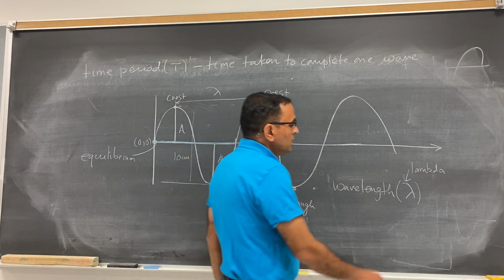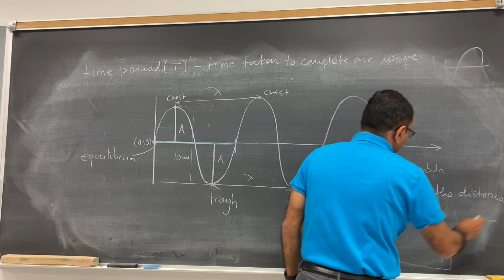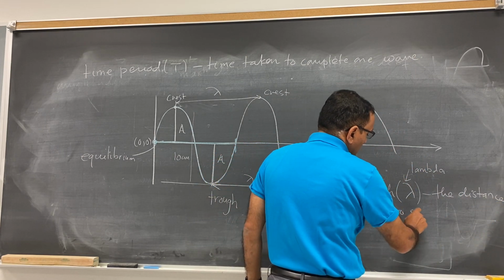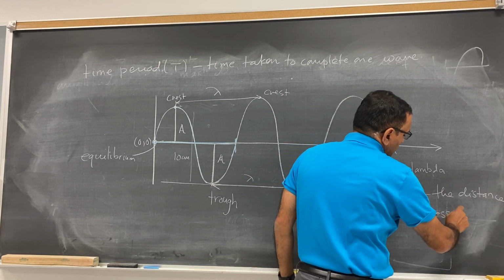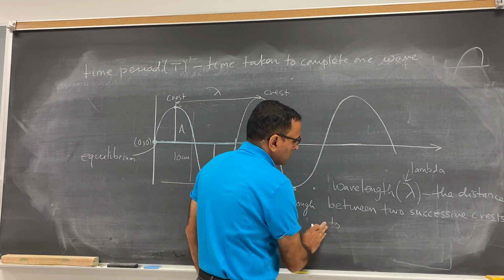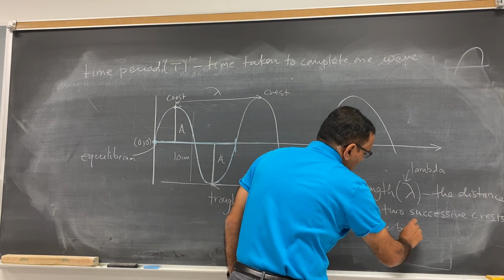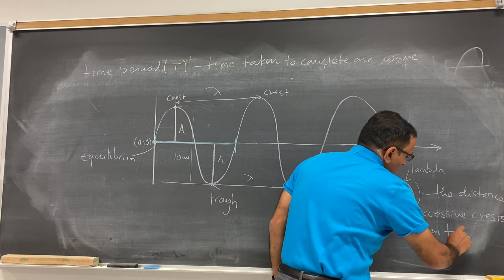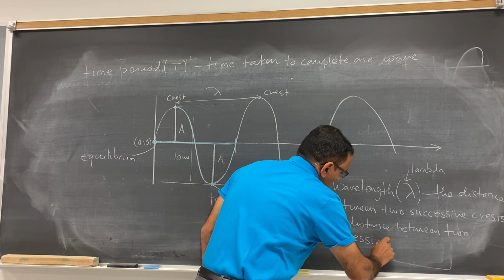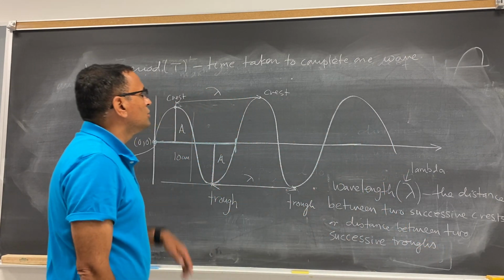The distance between two successive crests or the distance between two successive troughs, that is called the wavelength, and it is denoted by lambda.